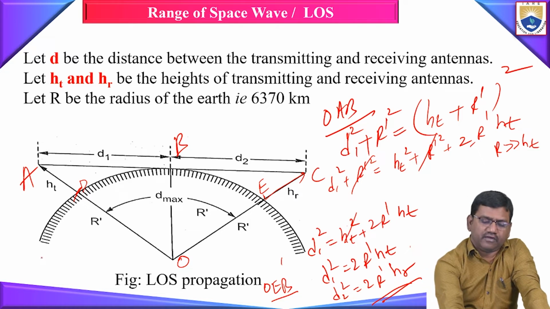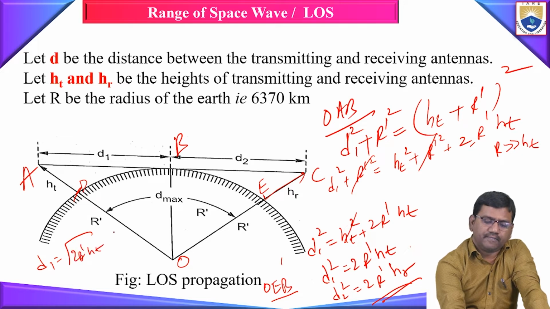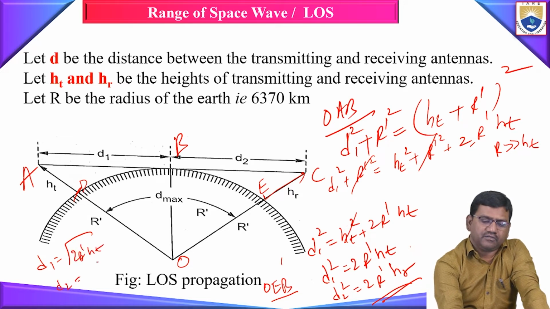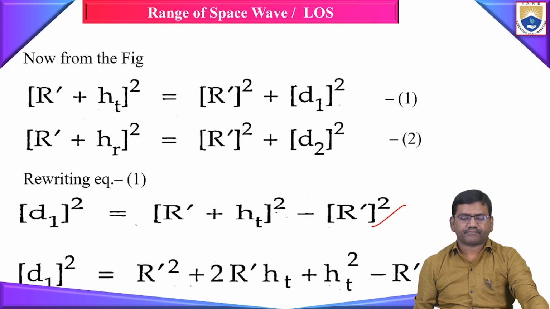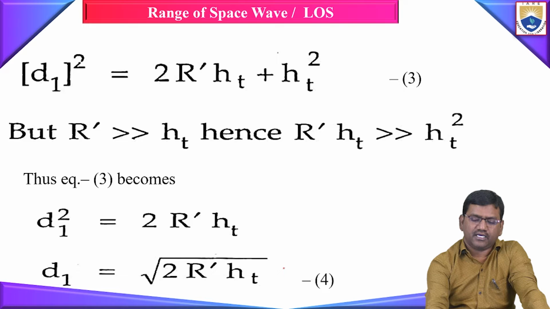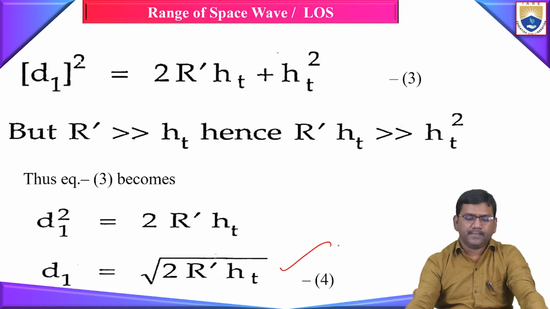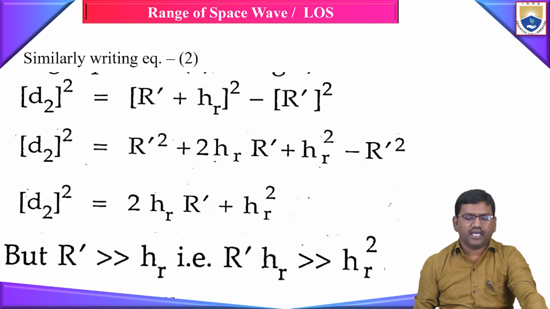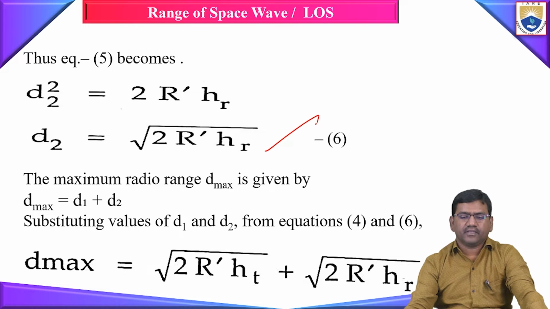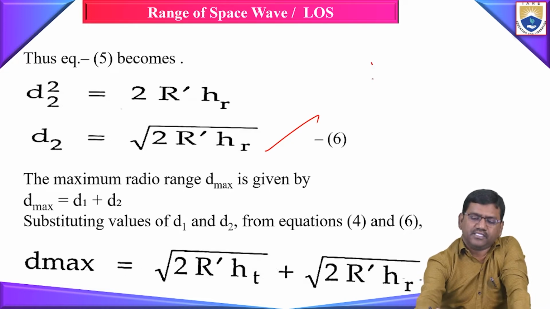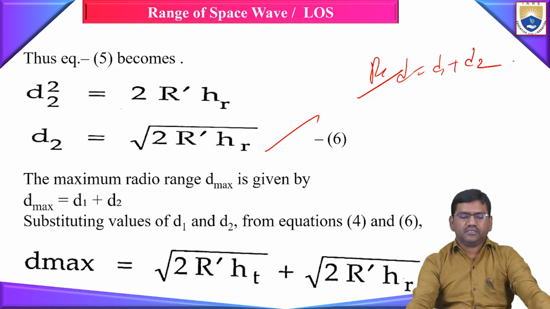From this value, you will get the value of D1. D1 is equal to root of 2 R dash into HT. At the same time, what will you get for D2? D2 is equal to root of 2 R dash into HR. So here, if you simplify, you will get D1 as root of 2 R dash into HT, and similarly D2 as root of 2 R dash into HR. According to the range definition, D is equal to D1 plus D2.